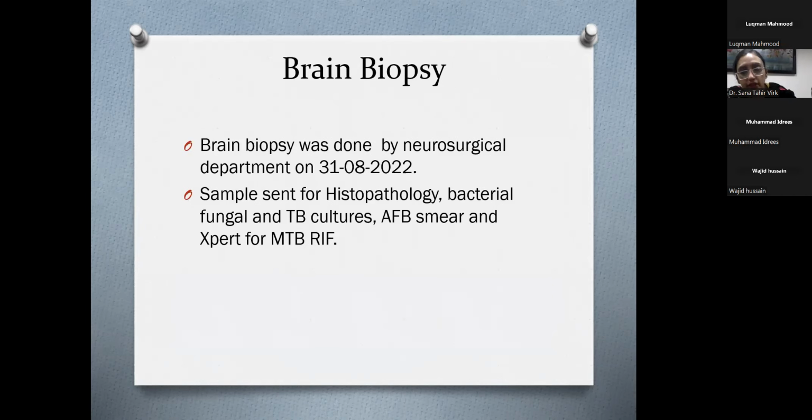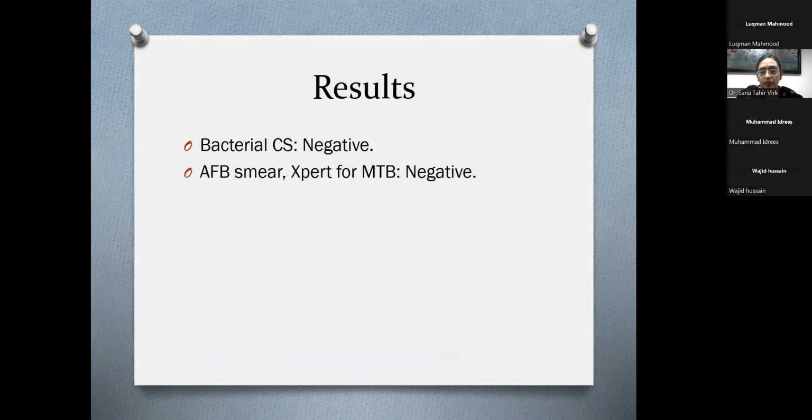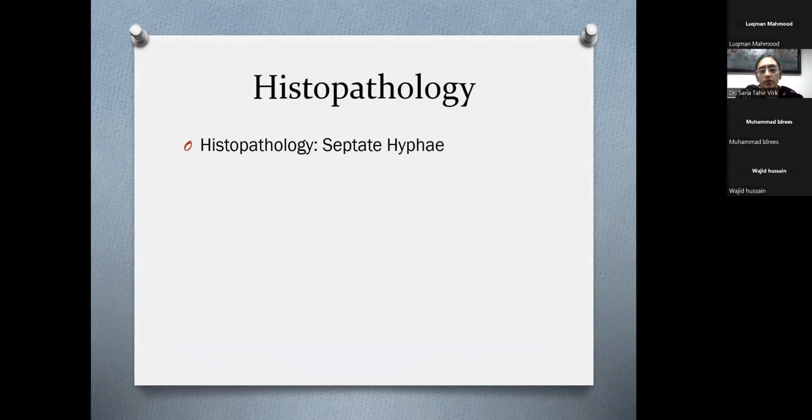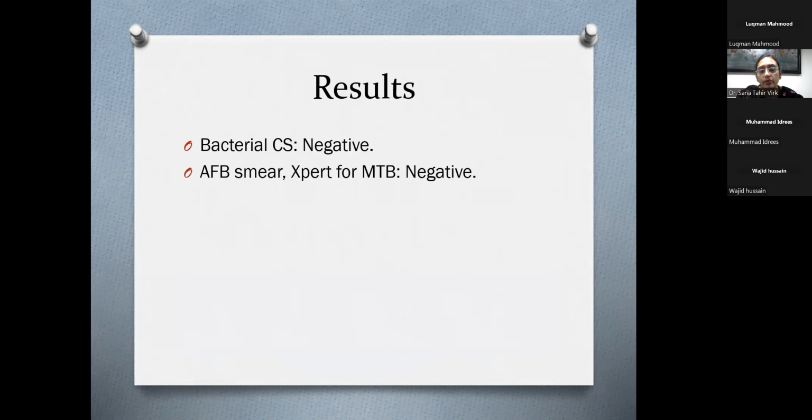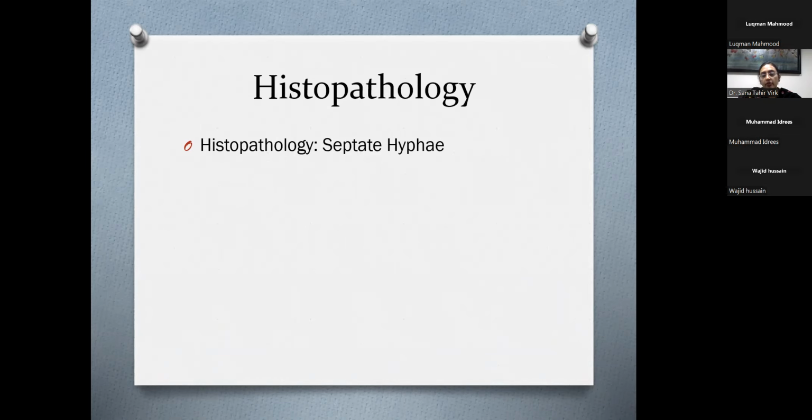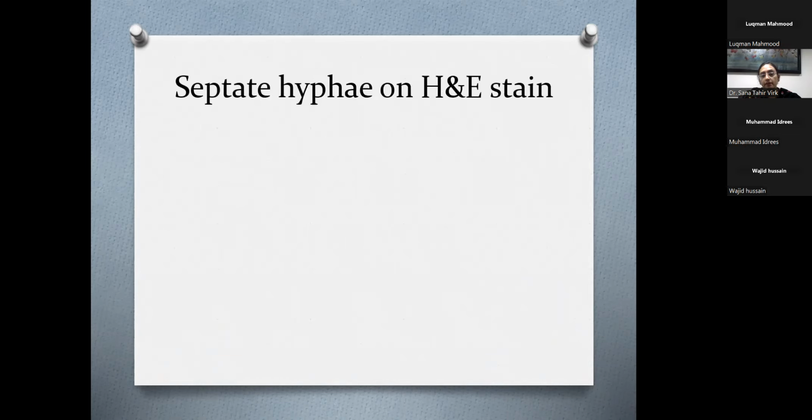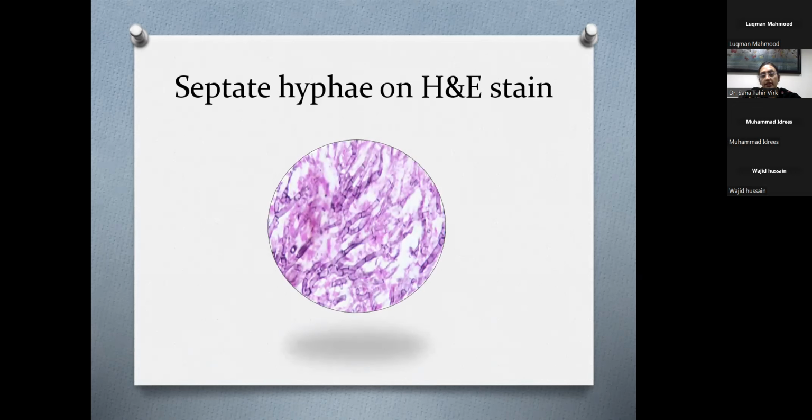So his brain biopsy was also done by the neurosurgical team on 30th August 2022, and his sample was sent for histopathology, bacterial and fungal culture and sensitivity, and also for tuberculosis studies. So the results: bacterial and fungal culture and sensitivity came out negative, and tuberculosis studies also came out negative. His histopathology showed septate hyphae. This is the H&E stain for septate hyphae. You can see the septa.